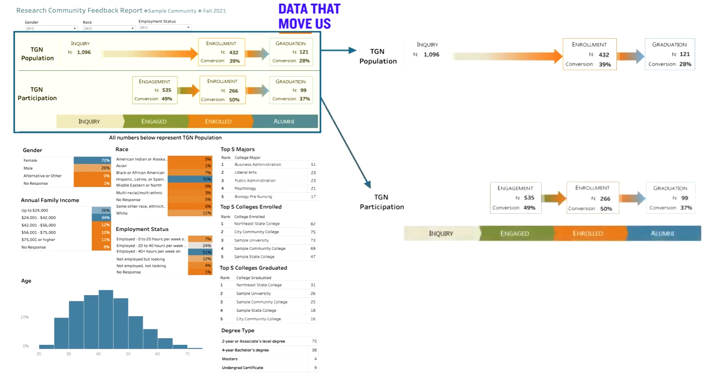The bottom row shows the progress of TGN participants. A participant is part of this group if someone in your organization has indicated an interaction with the participant beyond their initial inquiry. As in the top row, numbers and percentages are presented to gauge the success of your program participants. We will look more closely at the success model in the second video training session.